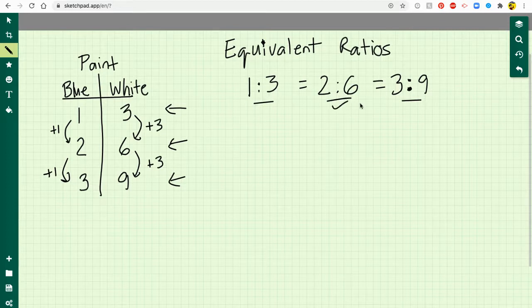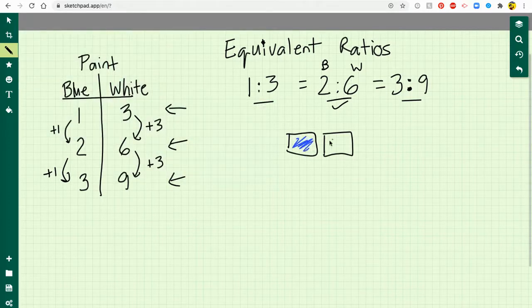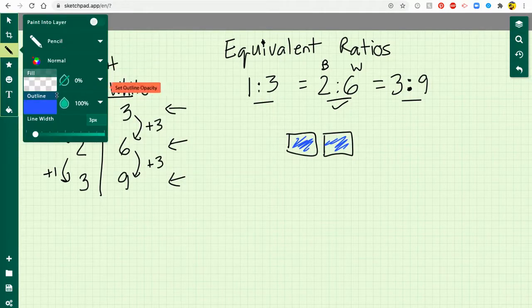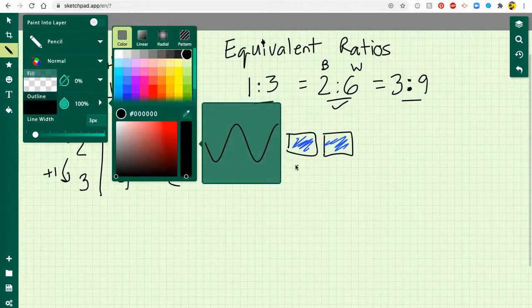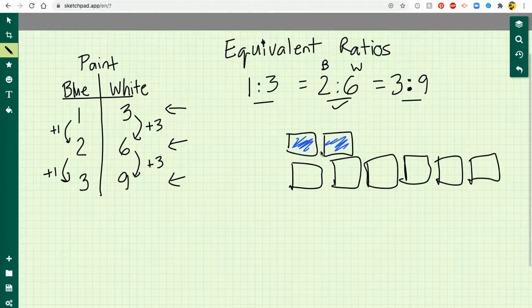Why don't I go ahead and draw 2:6 real quick? So 2 is blue, 6 is white. So I'm going to draw 2 blue. Let me color it blue if I can. Here's the 2 blue, and I'm going to draw the 6 white so that we have a ratio of 2:6. 1, 2 white, 3 white, 4 white, 5 white, 6 white. Okay, this is a ratio of 2 blue to 6 white. So wait a minute, 2:6 is the same thing as 1 for every 3. 2 for every 6 is the same thing as 1 for every 3.